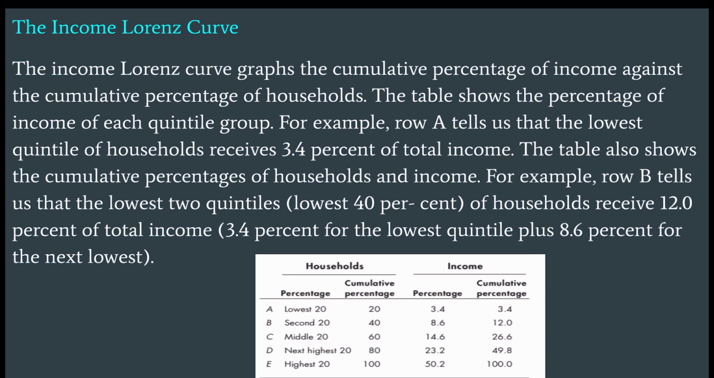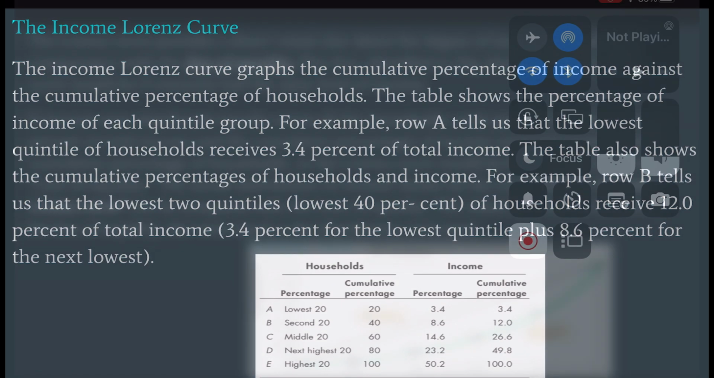The income Lorenz curve. The income Lorenz curve graphs the cumulative percentage of income against the cumulative percentage of households. The table shows the percentage of income of each quintile group. For example, row A tells us that the lowest quintile of households received 3.4% of total income. The table also shows cumulative percentages of households and income. For example, row B tells us that the lowest 2 quintiles, the lowest 40% of households, receive 12% of total income, that is 3.4% for the lowest quintile plus 8.6% for the next lowest.